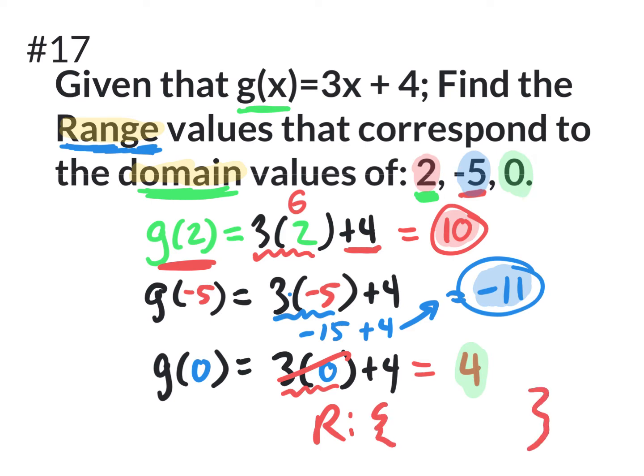you can just put in the answers in order. And that's your answer, 10, -11, 4. Those are the corresponding range values for the given domain values. That was a long explanation, I'm sorry.